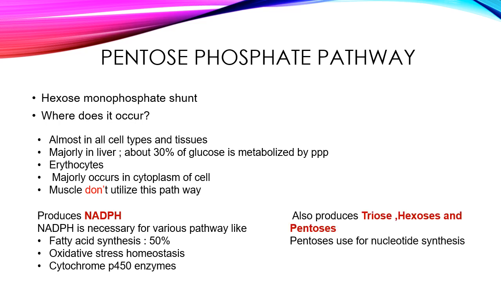This pathway is also producing pentose sugars, triose and hexose sugars. All these, especially pentose, are used for nucleotide synthesis. So this is the importance of this pathway, where its products are being used in various metabolic synthesis.